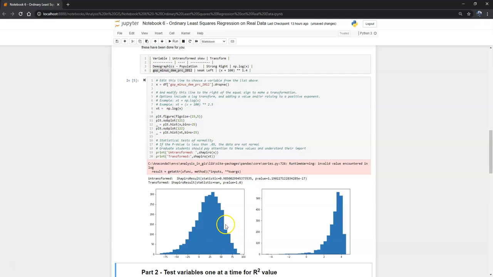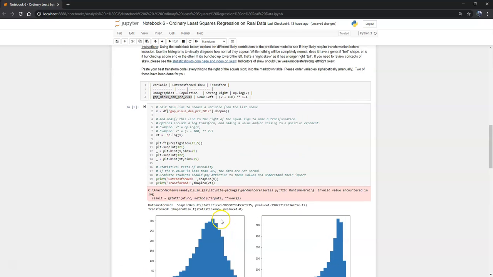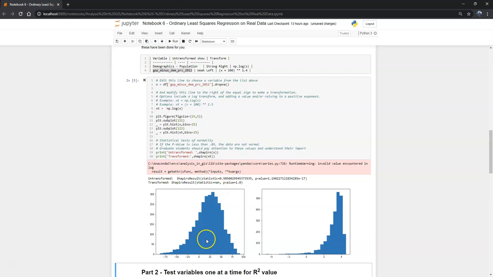Transforming this data is probably not necessary. This is probably normal enough. But part of the assignment is to get you to experiment with these things. And so let's experiment with different transforms that we could do to maybe make this a little bit more normal. Could we perhaps erase this skew just a little bit? So that's what we're going to try to do.